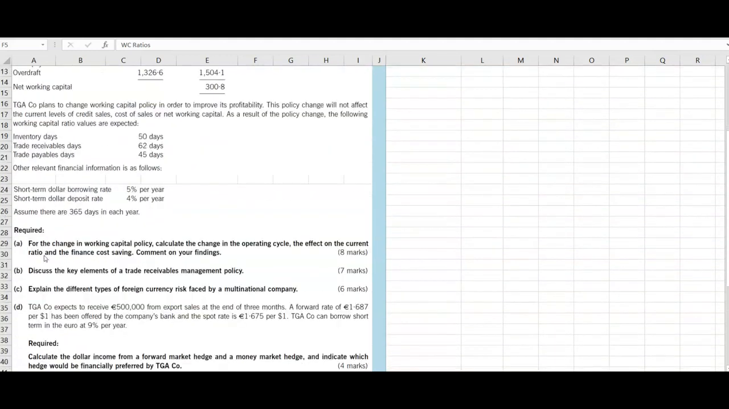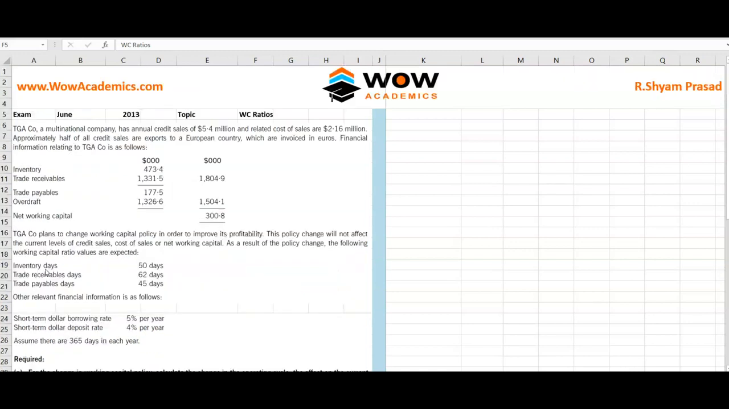We'll start from the required. The required is: for the change in working capital policy, calculate the change in operating cycle. That is the first question. The effect on the current ratio, that is the second question. And the finance cost saving, that is the third part of the question. We are going to do only requirement A, so we'll start from requirement A.